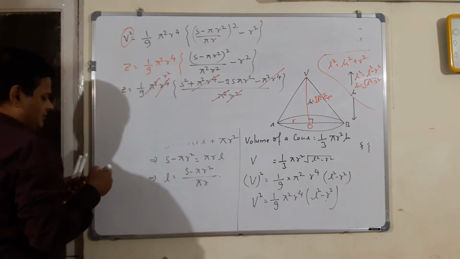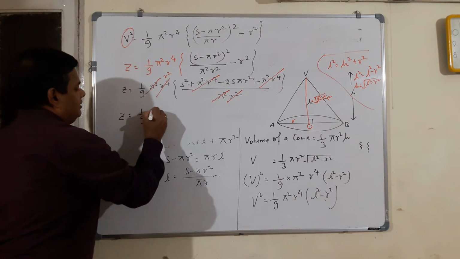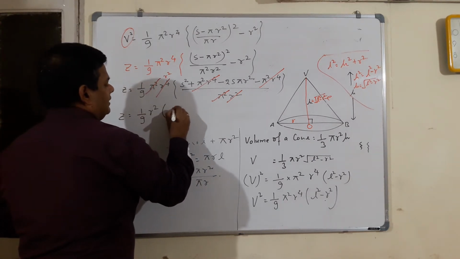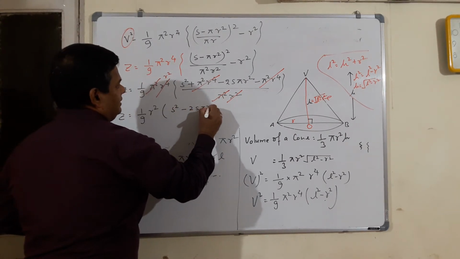So Z is equal to 1 by 9 into r square into S square minus 2 S pi r square.